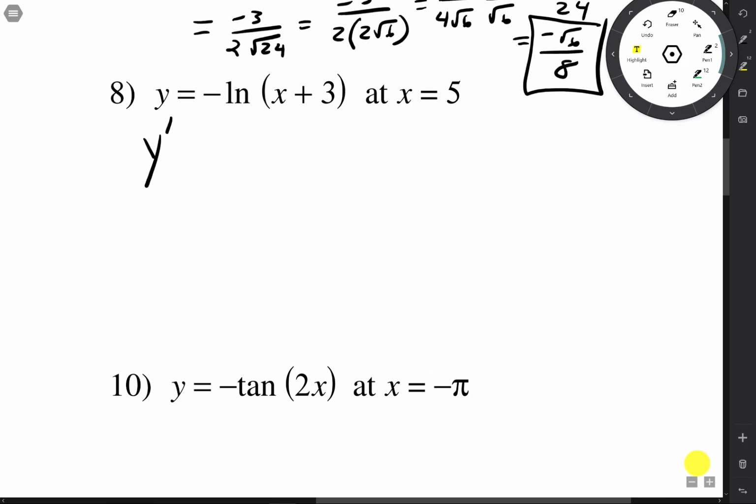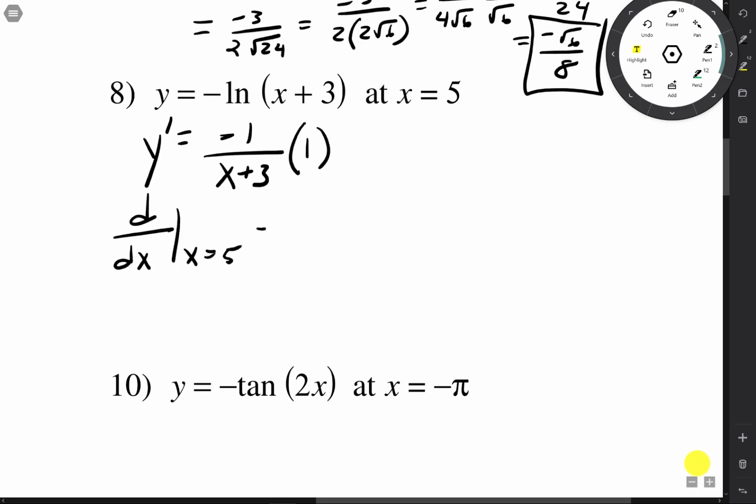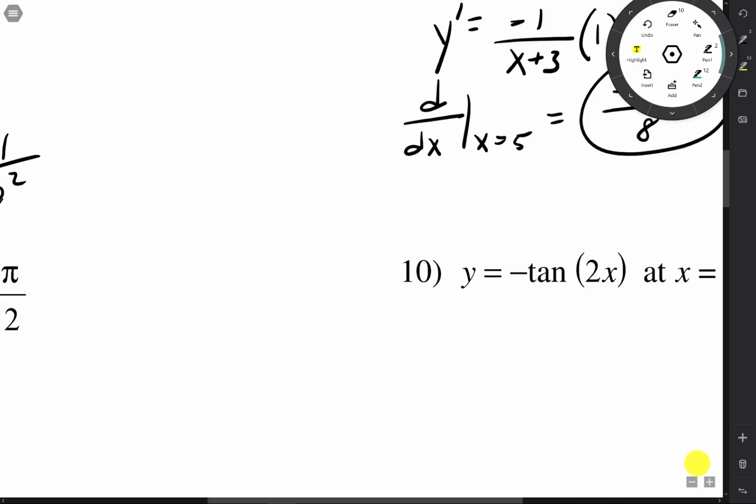Alright. So the derivative of ln is just 1 over the inside. We keep the negative, just multiplying by a constant doesn't hurt us. We multiply by the derivative of the inside. The derivative of the inside of this is just a 1. So now we evaluate when x is 5. So we have negative 1 over 8, and that is all.